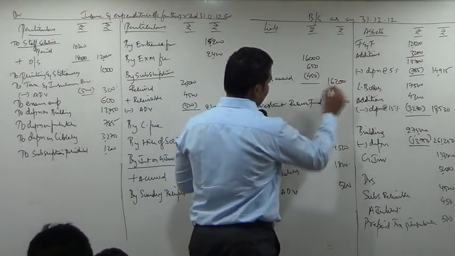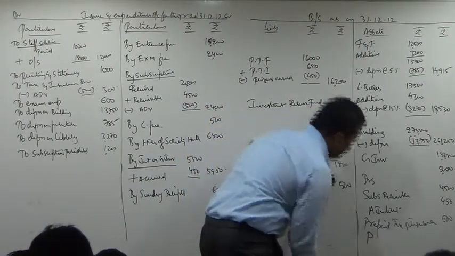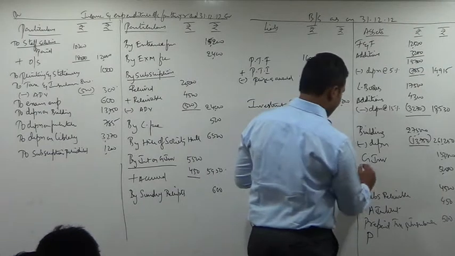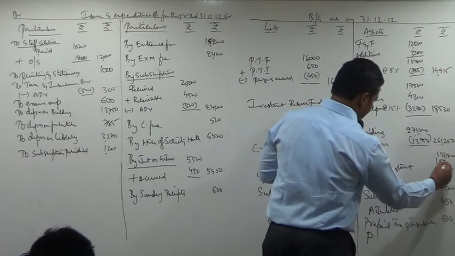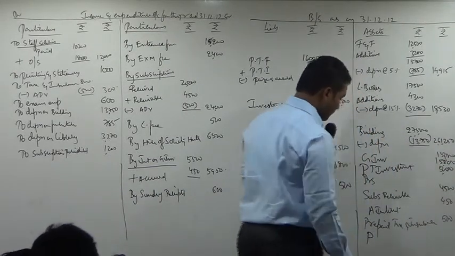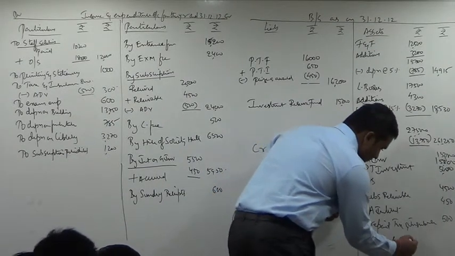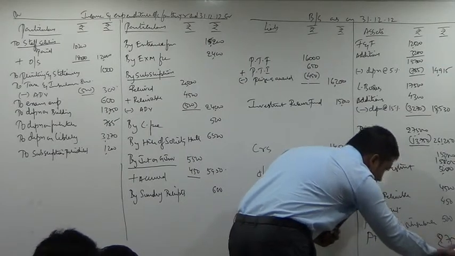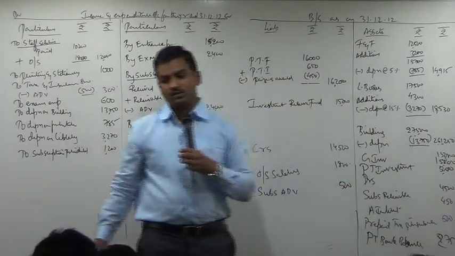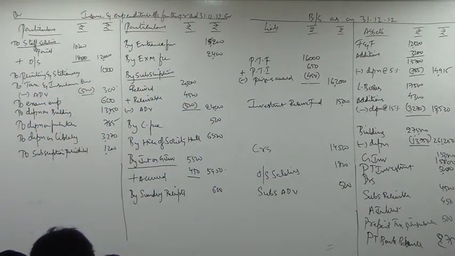16,200 is the balance. Now this is represented by assets. Prize trust investment, not here. Prize trust investment 15,800 and prize trust bank balance. How much? 275. Prize trust fund investment 15,800 and prize trust fund bank account 275 rupees.